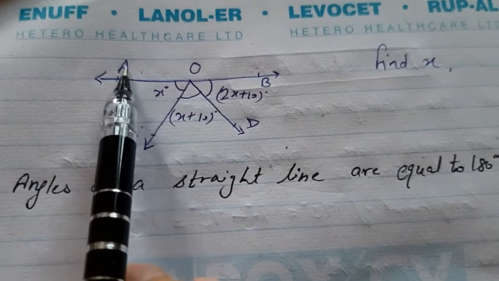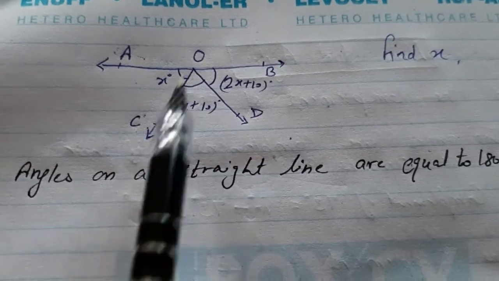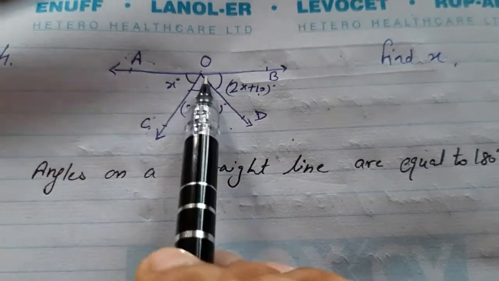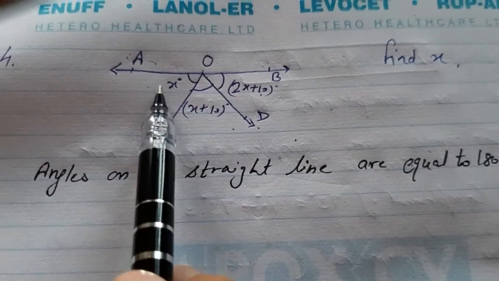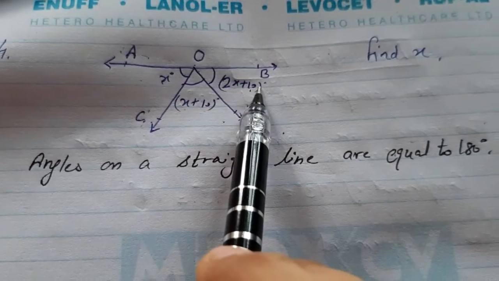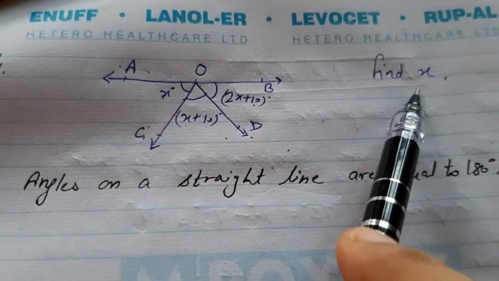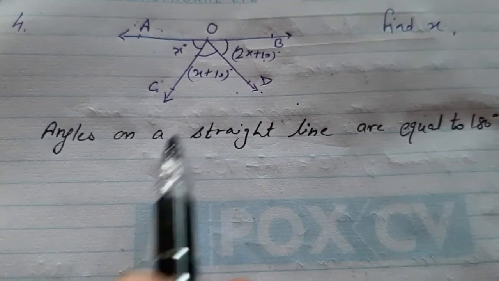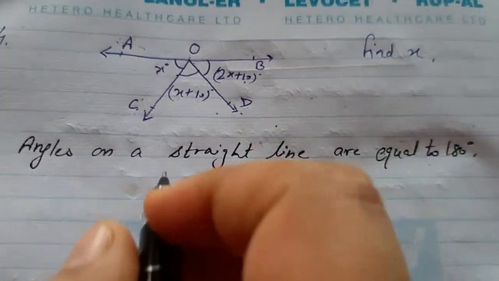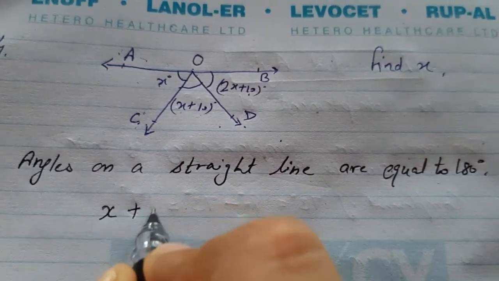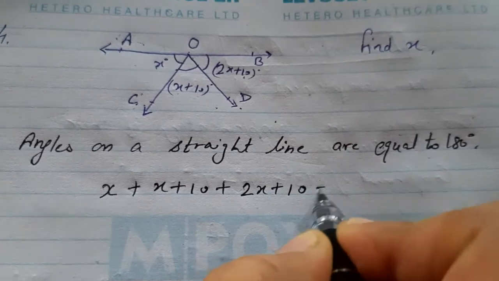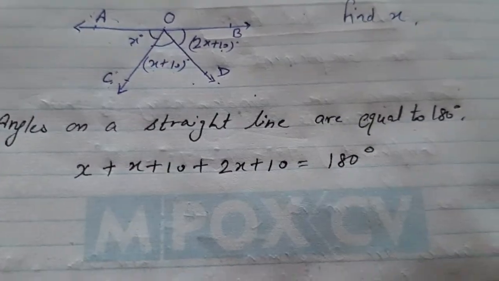Next, there is a line AB and there are three angles downwards. Two rays are there, OC and OD. They are making three angles. First is x degrees, then x plus 10 degrees, then 2x plus 10 degrees. We have to find x. Now we know angles on a straight line are equal to 180 degrees. So we will add all these angles, and they add up to 180 degrees.